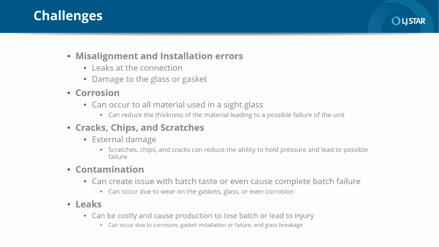And then leaking can be costly and cause production loss as far as batch loss, because if there's a leak and a drop gets out, the theory is that doesn't mean that something couldn't get in. So especially in like a pharmaceutical or a food and beverage, the last thing you want is something leaking, because it could lead to some sort of a contamination of the product that's being produced.